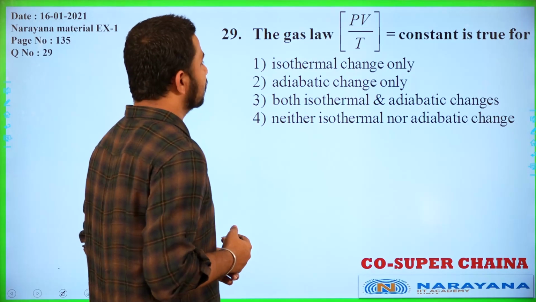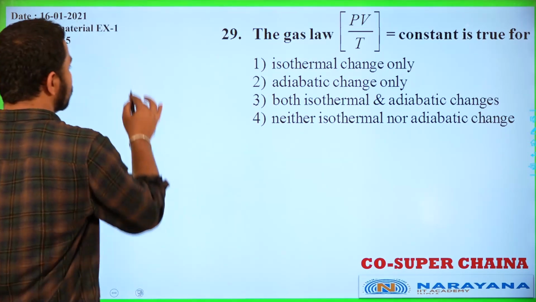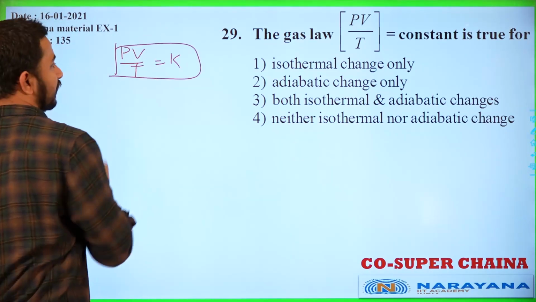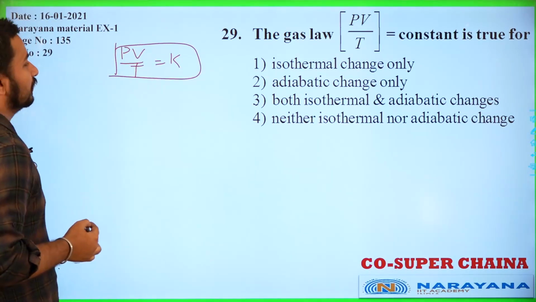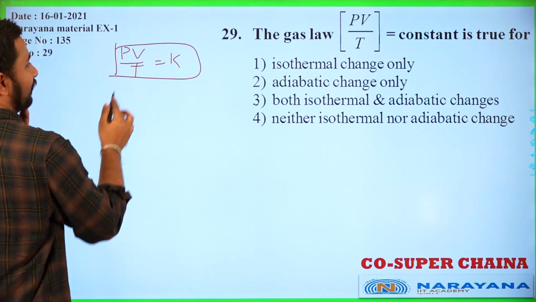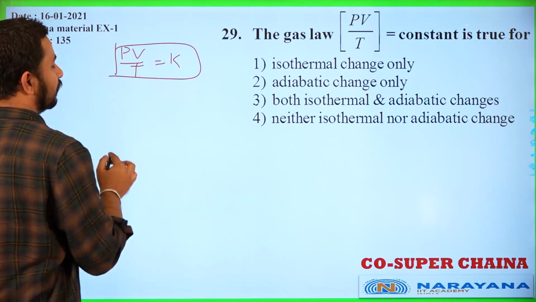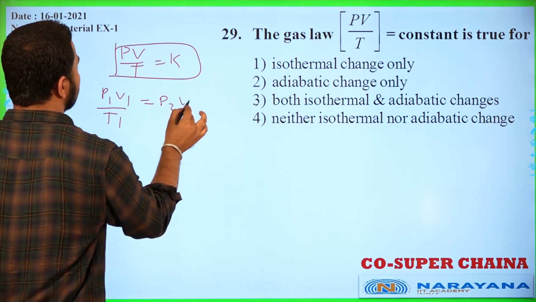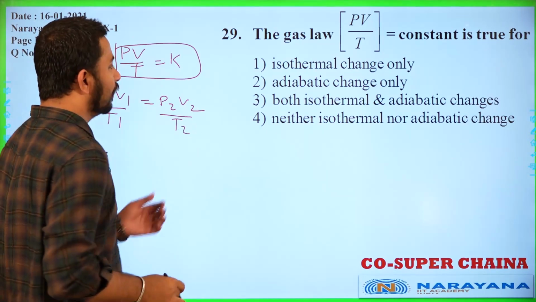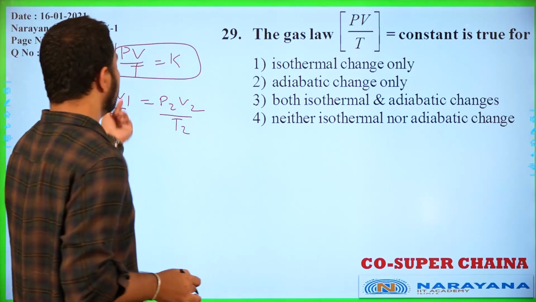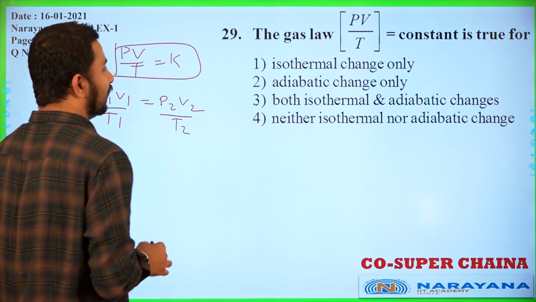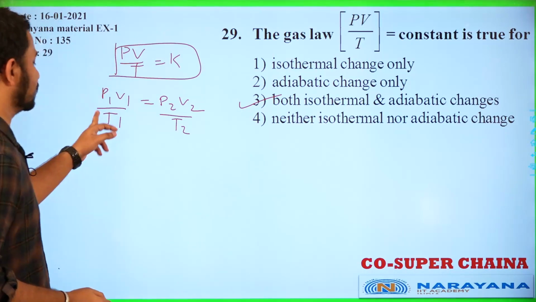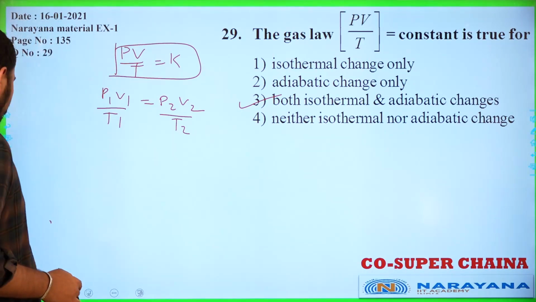If you take the next question, the gas law PV by T is constant. So PV by T is constant, students. This is coming to be a constant. Now if we know PV by T is constant, this will be valid because P1 V1 by T1 will be equal to P2 V2 by T2. So this is valid for isothermal also, and valid for adiabatic also. So this case is valid for both isothermal and adiabatic processes because both are changing here.